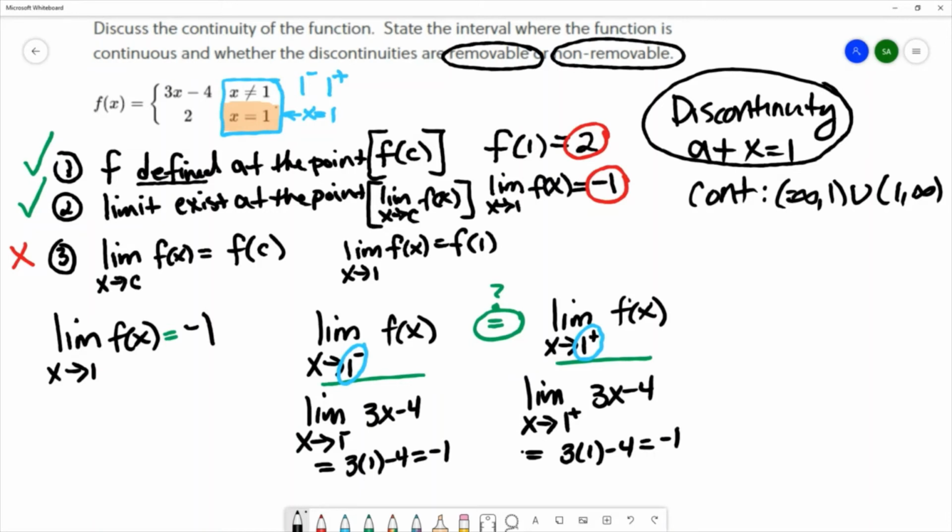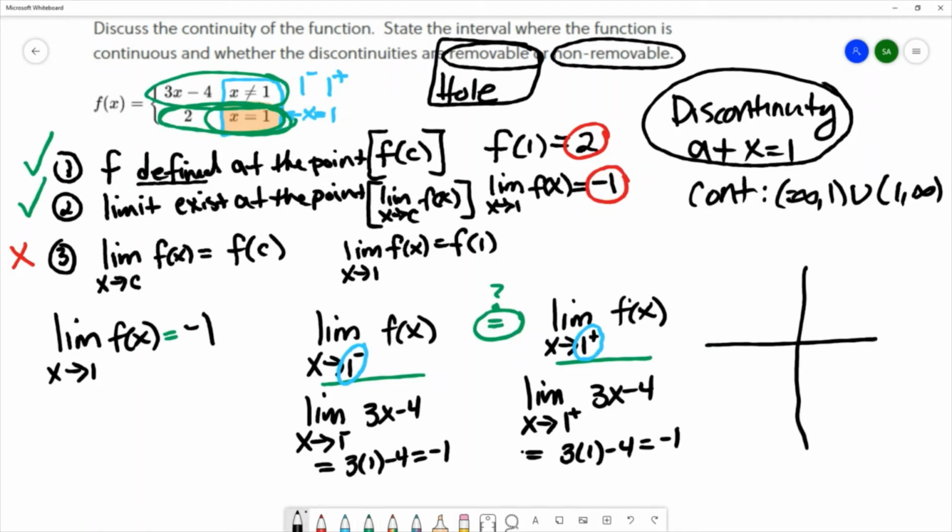If you can't do that, then we put it in the other category of non-removable. So this is really whenever we have a hole in the graph is when we consider the discontinuity to be removable. And that is exactly what's happening in this example. Because we just have a single point, a single x value that is different from the rest, that's creating a hole in the graph. Just to give you an idea, we can sketch the graph quickly.